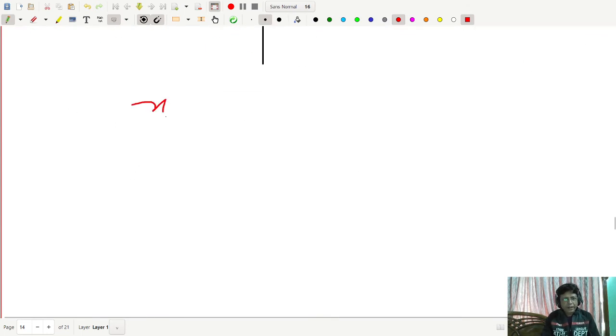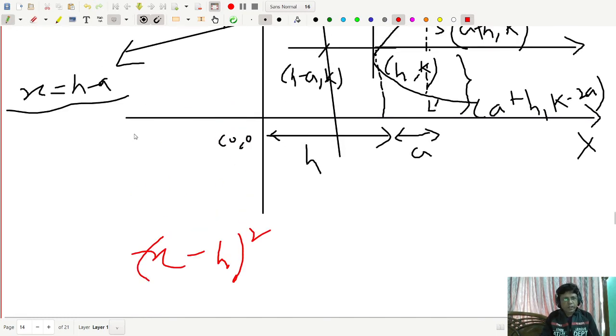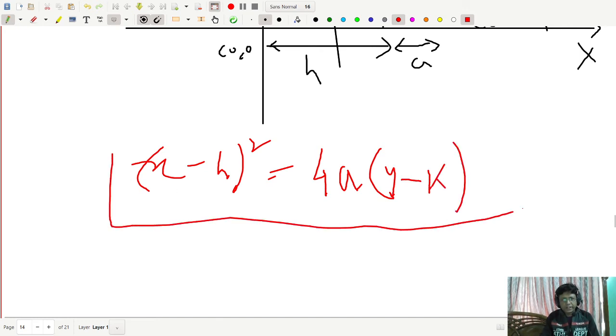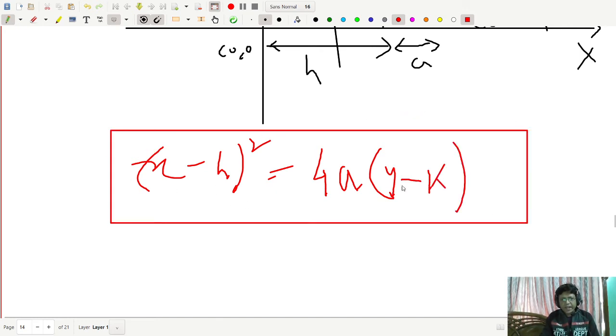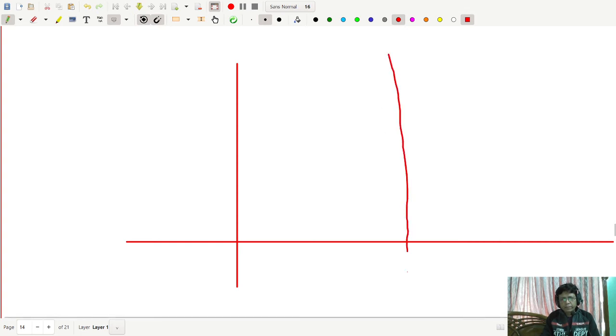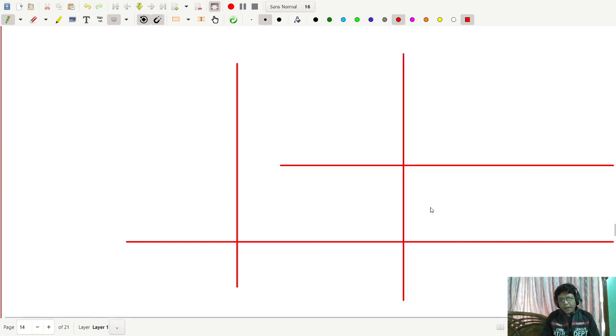Another thing I will explain: if the form of the parabola is x minus h whole square equal to 4a into y minus k, this is another standard form if the vertex is not at the origin but is at h, k. The vertex is at h, k. So you try to draw the diagram simply. Take a coordinate axis parallel to the axis.